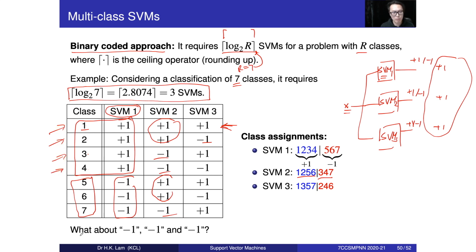Now the problem is that when we consider 7 classes, we do not have the code -1, -1, -1, but it is possible that the X will lead to this combination. In that case, that is an undefined case.